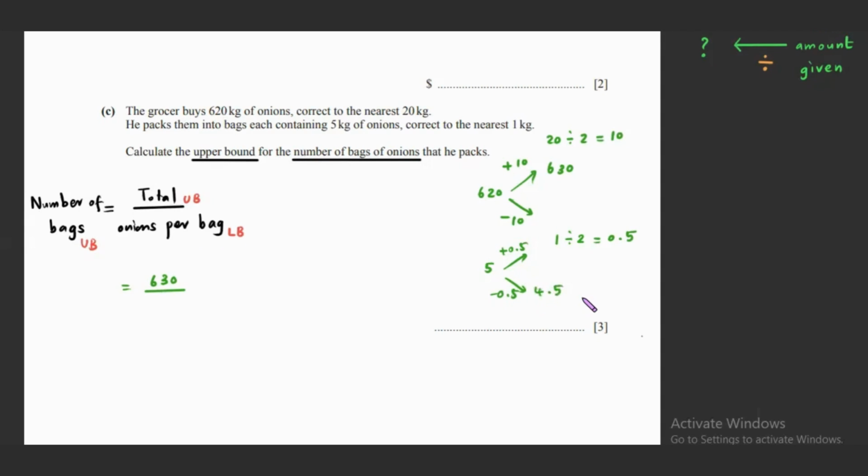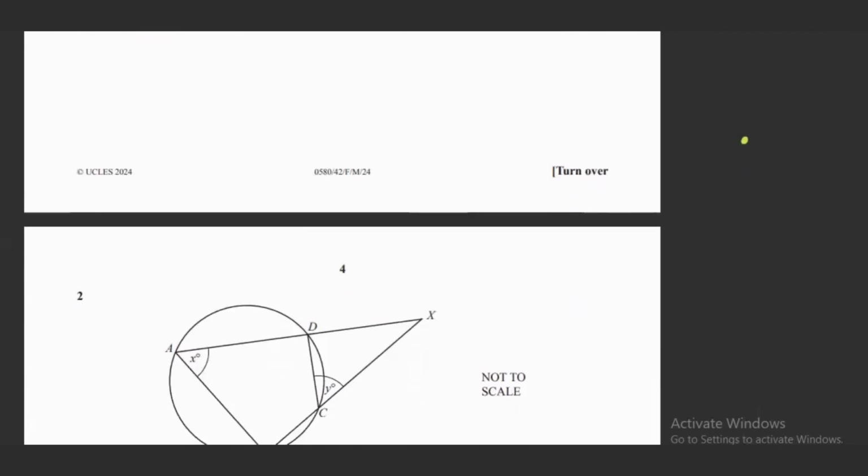So from 5, I need to deduct 0.5, which is equal to 4.5, which means the 630 that we have here has to be divided by 4.5. When we divide 630 by 4.5, this gives us 140, which means we end up getting 140 bags. So this is the upper bound for the number of bags of onions that he can pack. Let's move on to the next question, which is question 2.